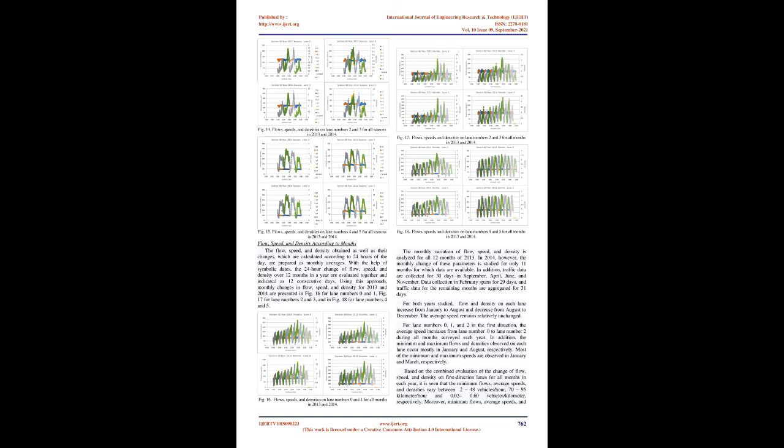Similarly, it is seen that the maximum flow, average speed, and densities vary between 209 and 612 vehicles/hour, 86 and 140 km/hour, and 2 and 7 vehicles/kilometer, respectively. Also, maximum flows and densities on each lane usually occur between 10 o'clock and 12 o'clock, 1400 hours and 1500 hours, and 1800 hours and 1900 hours, respectively. The maximum average speeds are generally seen between 5 o'clock and 7 o'clock on each lane.